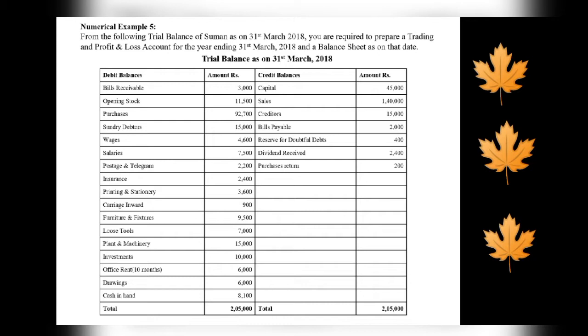Salaries are indirect expenses and therefore they will be taken to the debit side of profit and loss account. Similarly, postage and telegram, insurance, printing and stationery will be shown to the debit side of profit and loss account. Carriage inward will be shown to the debit side of trading account. Furniture and fixtures being assets, they will be shown on the asset side of the balance sheet. Loose tools, plant and machinery, investments, these are also assets and therefore they will be shown on the asset side of the balance sheet.